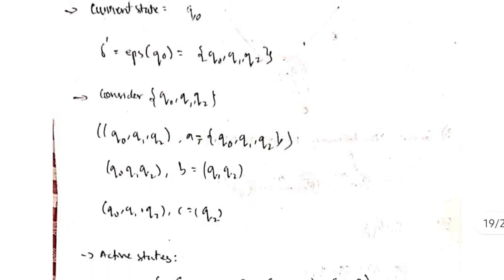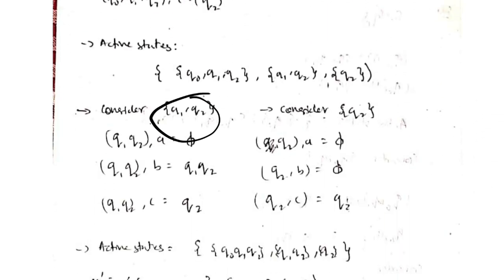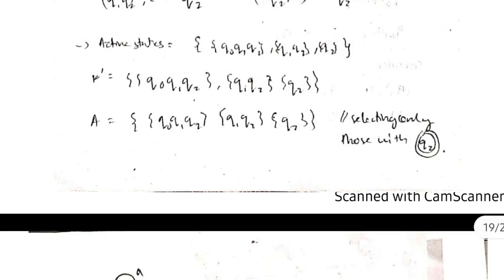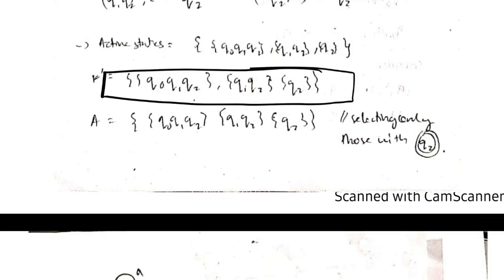Now which are the new states? This is the old state only. New states are this and this. So therefore I'll check for this and this also. Same thing I'll do. I'll check for A, B and C. Wherever I get null, I'll write the null. If I get a new state, I'll check for the new states also. After doing all that, we'll select those states and write here which are the states which we got. Here we got three states, q0, q1, q2, q1, q2 and q2.